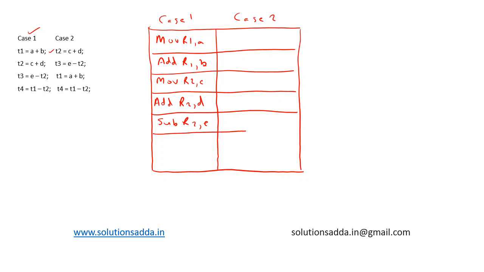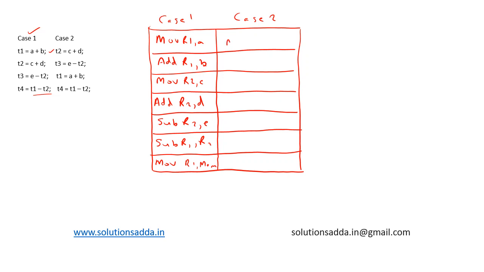Next one is sub R1, R2. This performs T1 minus T2. Now, as the final result has to be in memory, we are moving R1 to memory. So this case 1 is implemented. Now, let's go into case 2.